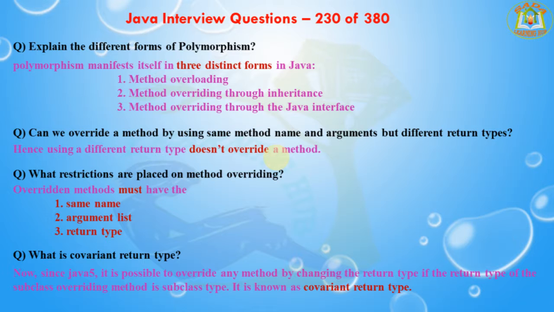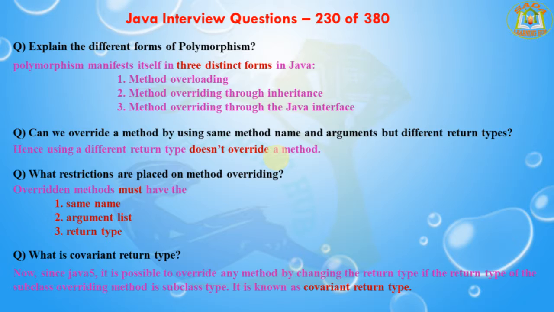The next question is, what restrictions are placed on method overriding? Overriding methods must have the same name, argument list, and return types. The overriding methods may not limit the access of the methods they override. The overriding methods may not throw any exceptions that may not be thrown by the overridden methods. Those are the restrictions placed on method overriding.